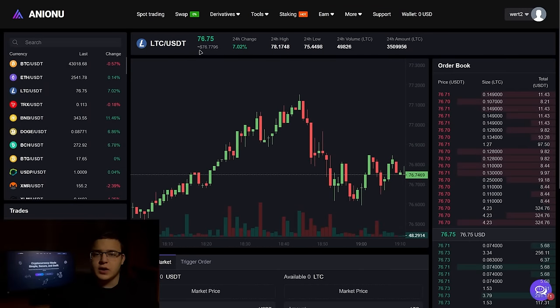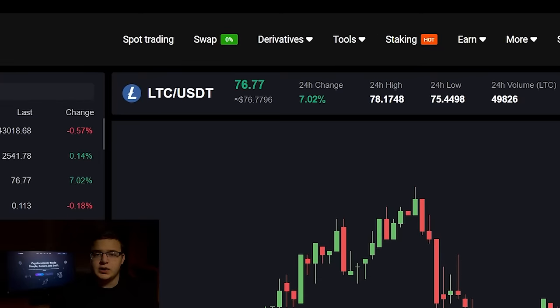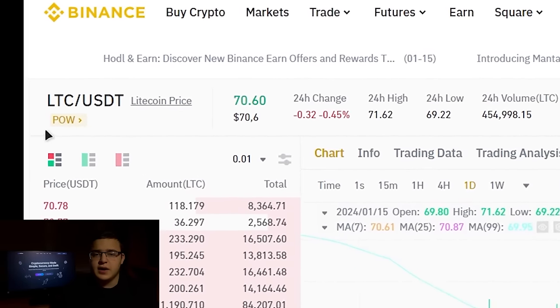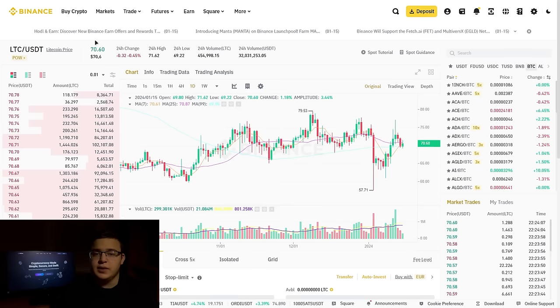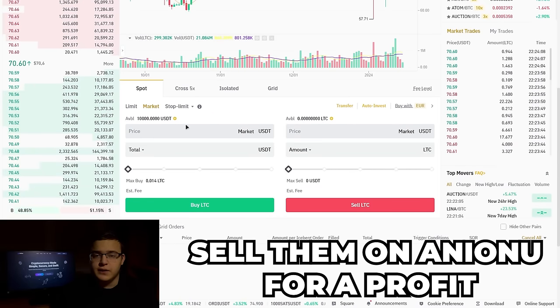To help you grasp the concept, take a look at the Litecoin rate on Binance. Then compare these rates with the ones on the anionu exchange. You'll notice that the rate of Litecoin is higher on anionu compared to Binance. This implies that we can purchase Litecoin on Binance and sell it on anionu for a profit.